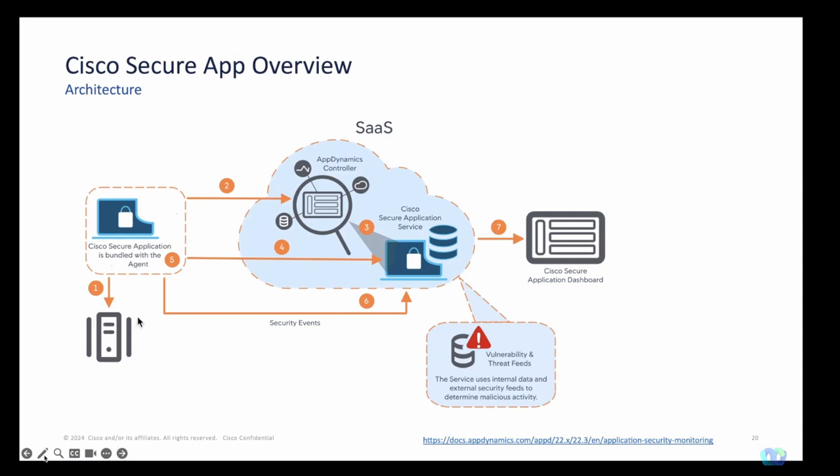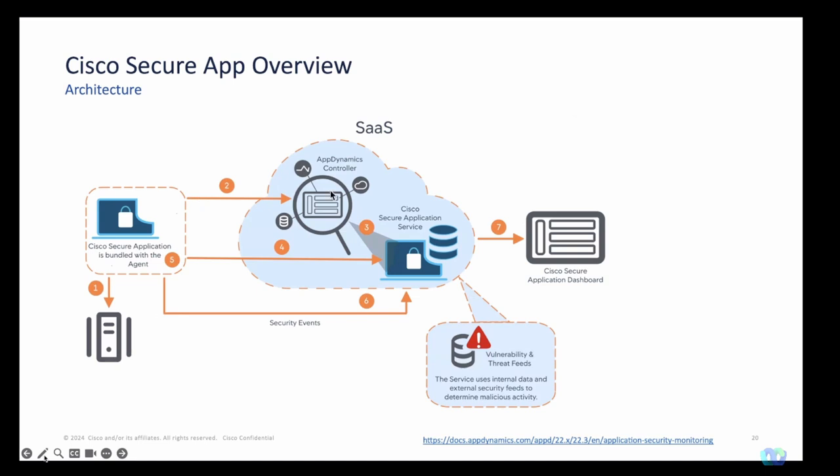The first and most important key point is with CSA, you don't have to install any new agent. Why? Because it's part of the APM agent. You can say it's bundled with the APM agent, or it's part of the APM agent, so kind of one and the same. The key point for you is you don't have to deploy anything. That's the key.